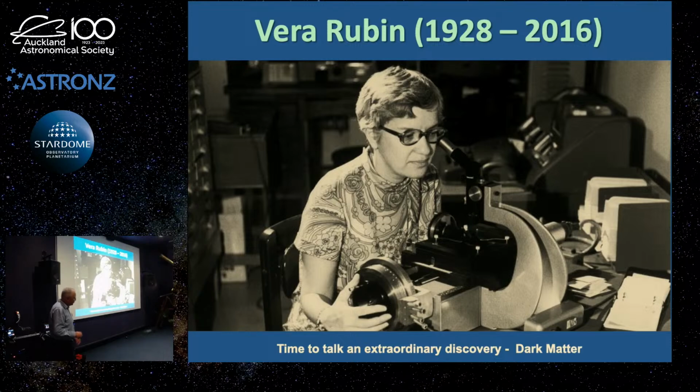What is dark matter? Dark matter is hypothetical particles that interact with other matter through gravity, but they neither emit nor absorb light. So you can't detect it with any form of light.